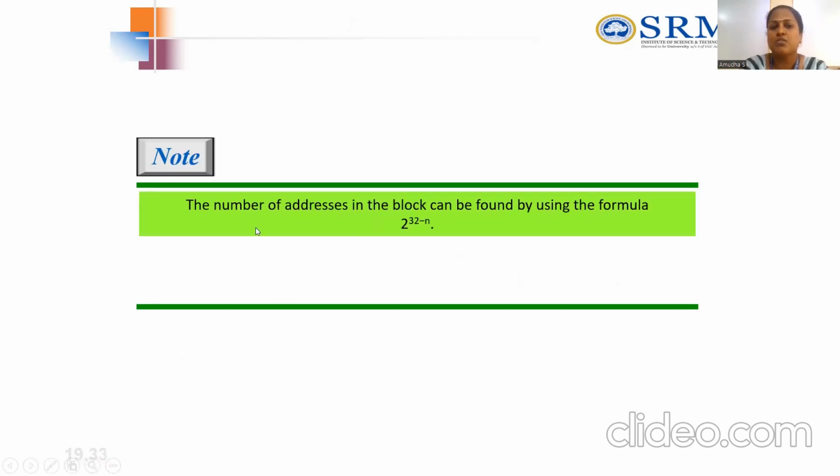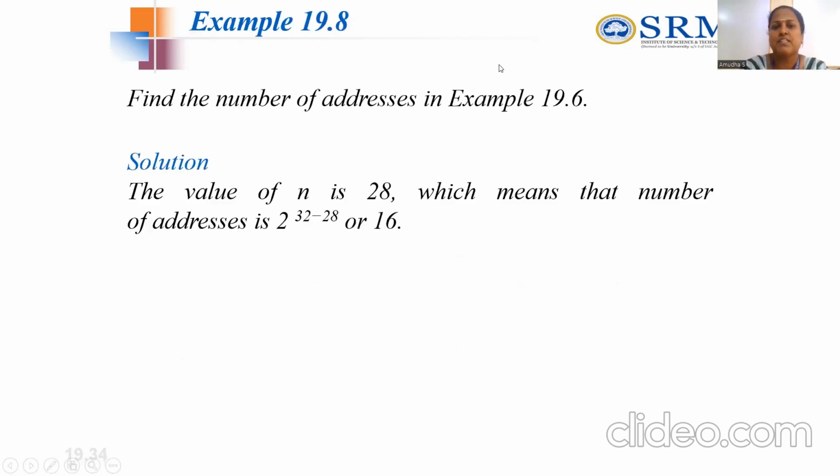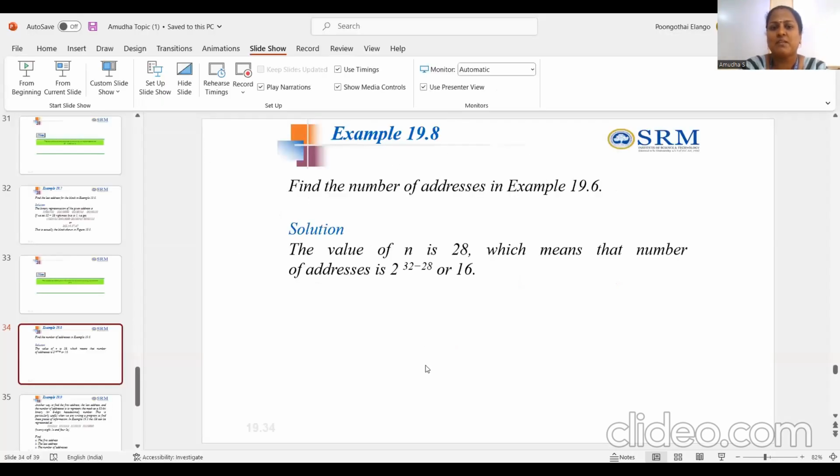Similarly, we can also find the number of addresses in the block using the formula 2 power 32 minus n for the given IP address. So 2 power 32 minus 28 is nothing but 2 power 4, which is equal to 16. In this way we can calculate the number of addresses for the given IP address.